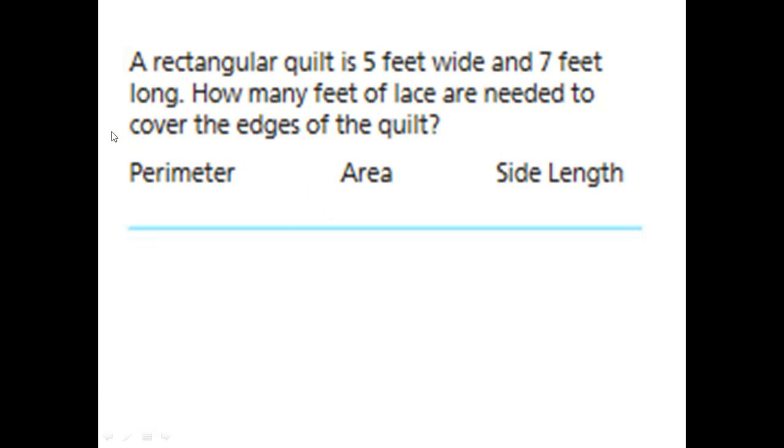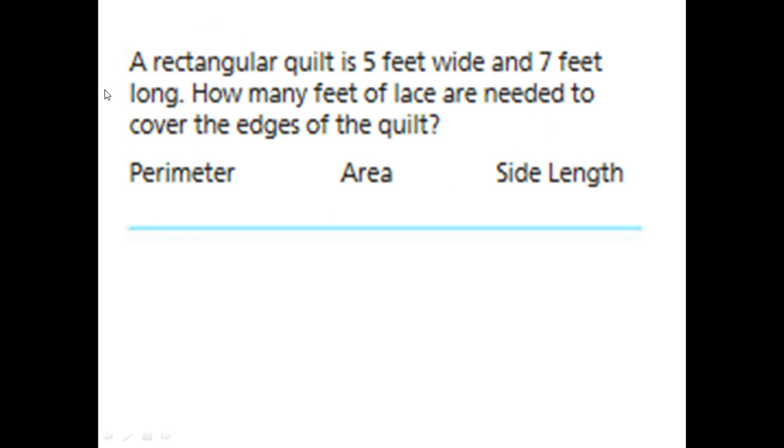First problem that we're going to practice is this one. First step that I need to do is read carefully every word so I can find the keywords that I was talking to you about that is going to help me find what I'm looking for. Okay, here we go. A rectangular quilt is 5 feet wide and 7 feet long. How many feet of lace are needed to cover the edges of the quilt?